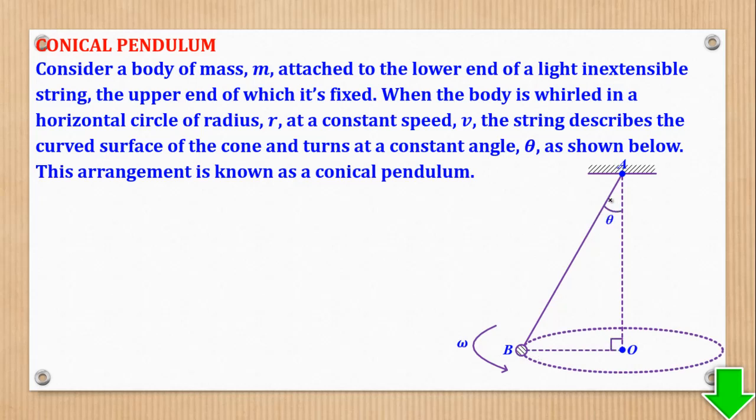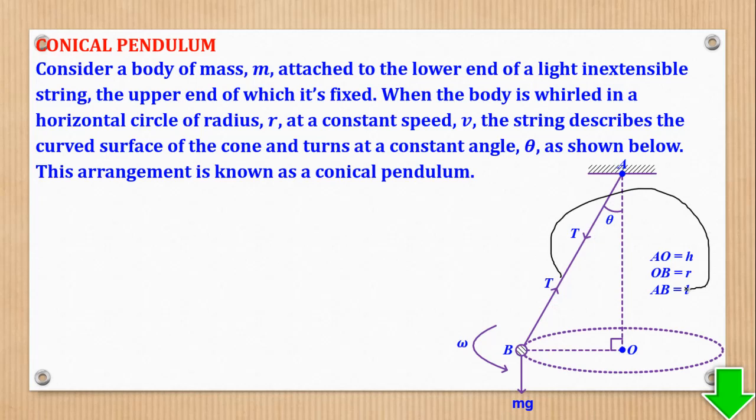So the string is inclined at an angle theta to the vertical. So where is the word cone? If you take this point, you realize that this will be the shape of a cone. That is why they call it a conical pendulum. So there will be weight, there will be tension, with arrows pointing each other. Now we have three lengths because this is a right angle. So this hypotenuse is the length of the string.